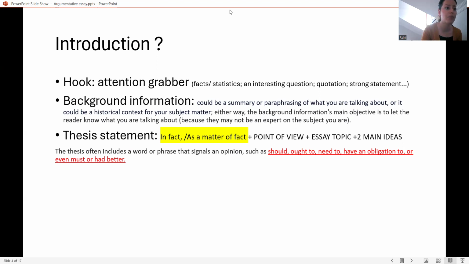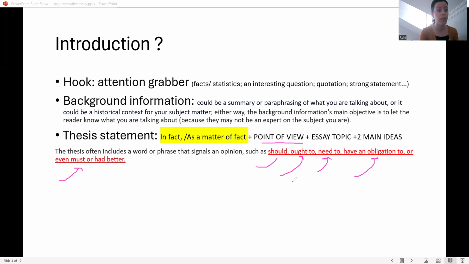When the students have problems with this part, they don't know how to state their points of view. So it's better to use a word or a phrase that signals your opinion. For example, people should do something, or people ought to do something, or teenagers need to do this, or they have an obligation to do that, or they must do that, or individuals had better or had better not do something. So you can either use a positive form of these verbs to show that you agree, or negative forms to show that you disagree with the topic.